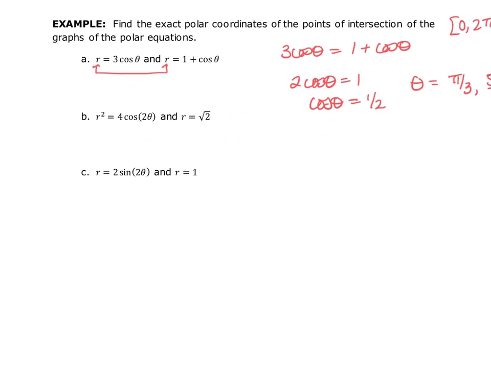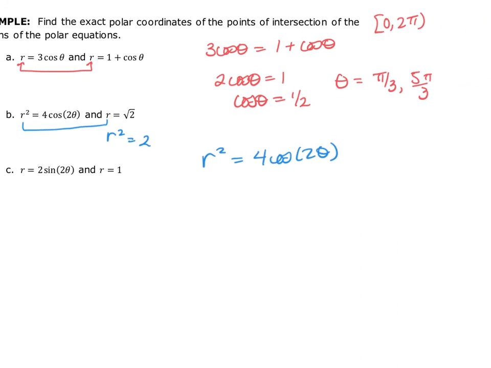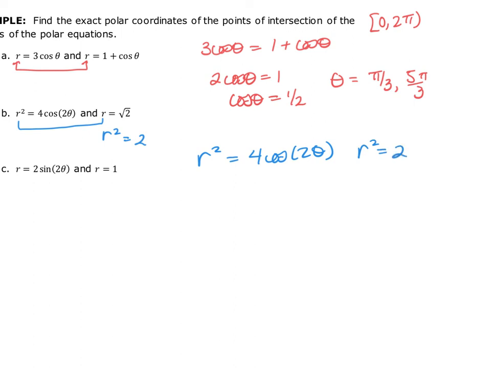So r squared and r, well, that's something different. So we can't do a quick replacement where r is equal to r. But what I can do is say, oh look, if I square this, then I have that replacement. And so I'm going to have r squared is equal to 4 cosine 2 theta. And since r squared also equals 2, 2 is equal to 4 cosine 2 theta. So 1/2 is equal to the cosine of 2 theta.